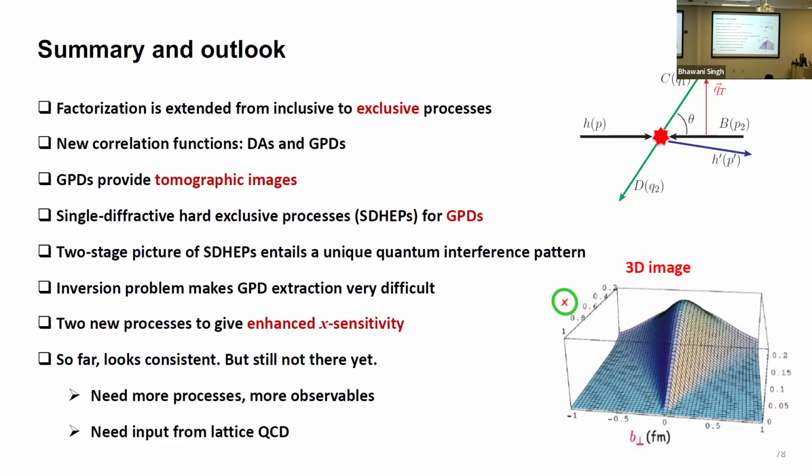So in the following years, we should be looking for more processes and using more observables from more different experiments. And it's highly possible that this will require input from lattice QCD to fully constrain the GPDs. And that ends the lecture today. Thank you very much.